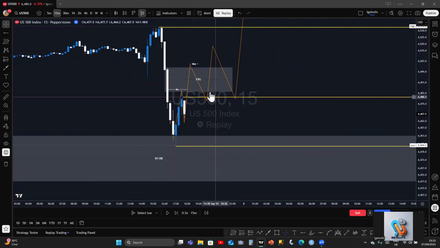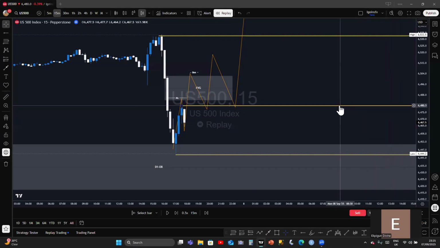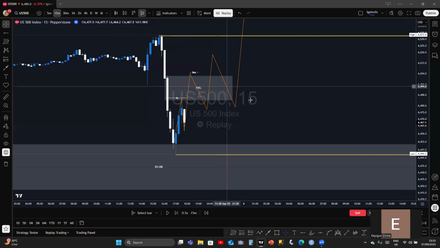So as far as I'm concerned, I'm not going to set any pending order. What I need to do is to set what I call an alarm. I'll set an alarm here. I'm going to set an alarm here, at this resistance level.